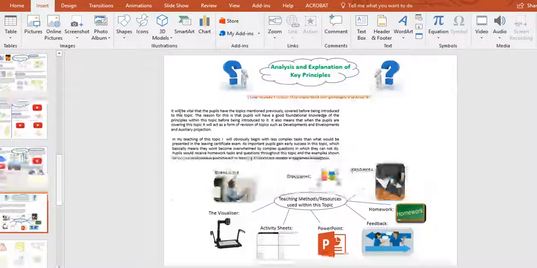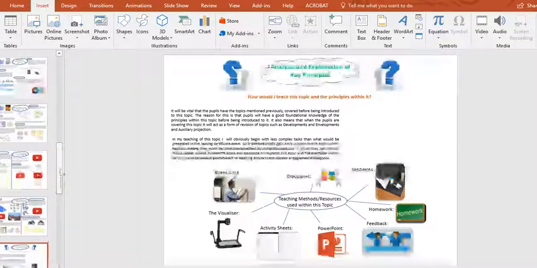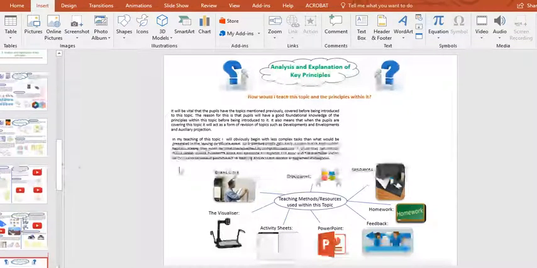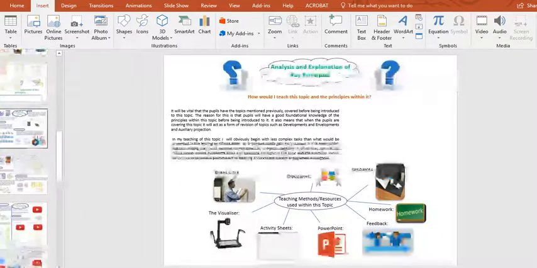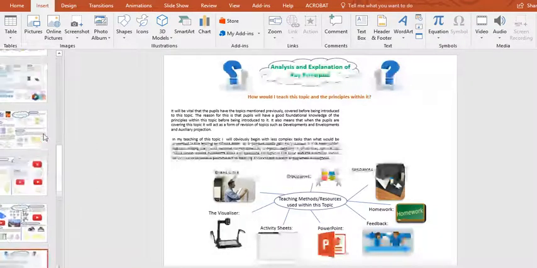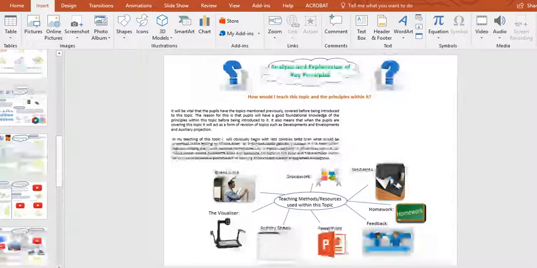So it will be vital that the pupils have the topics mentioned previously covered before being introduced to this topic. The reason for this is that the pupils will have a good foundational knowledge of the principles within this topic, as I outlined already. So these are just some of the methods I'd employ to teach this topic. Obviously, the teacher will need to have it as active as possible for the pupils. So that's basically just a rationale behind the way I laid out the third section of this topic portfolio. Thanks.